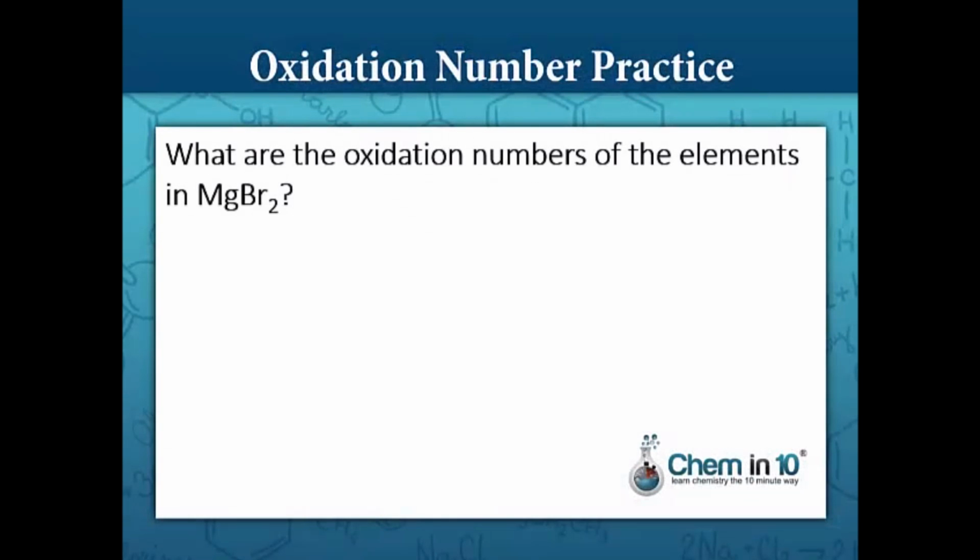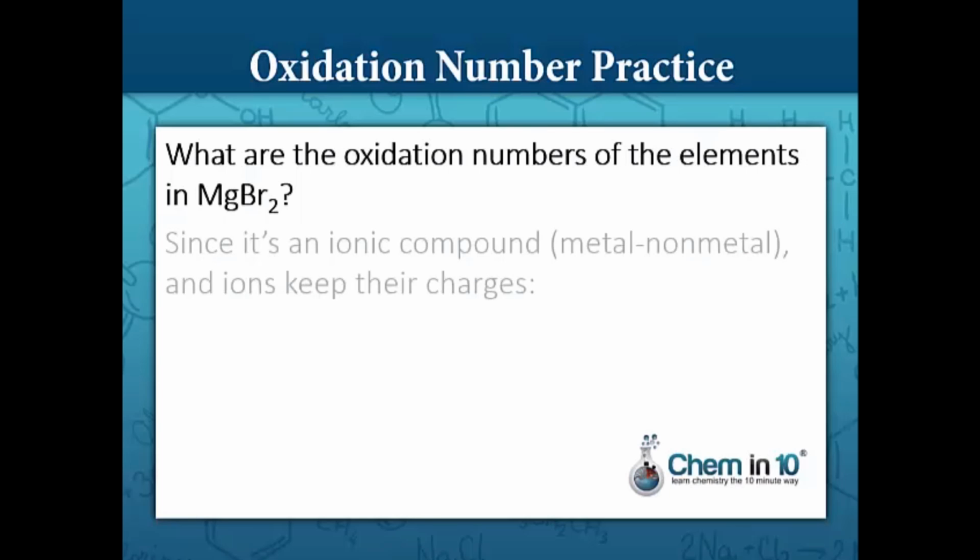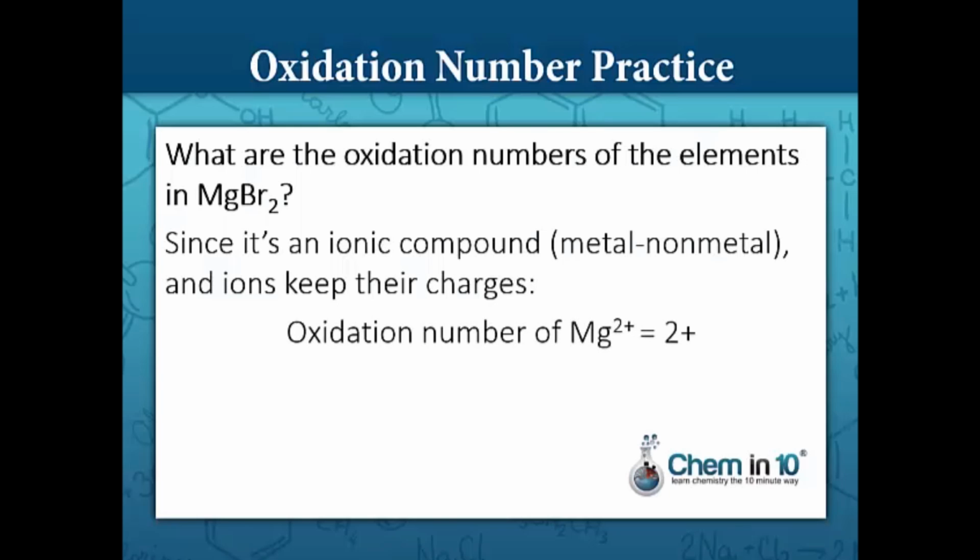Let's practice. What are the oxidation numbers of the elements in magnesium bromide? Since this is an ionic compound between a metal and a nonmetal, the ions keep their charges. Magnesium is 2+, and bromide is -1.